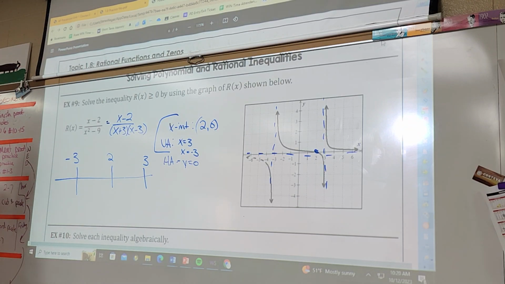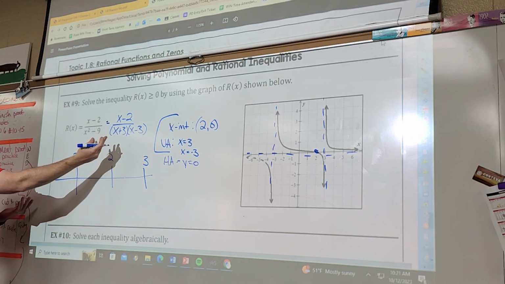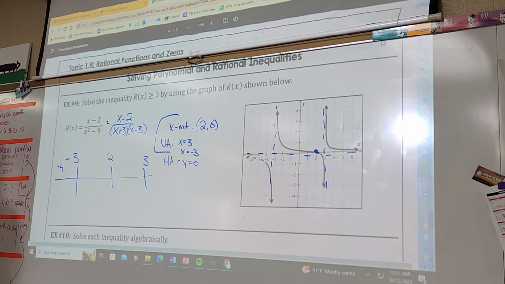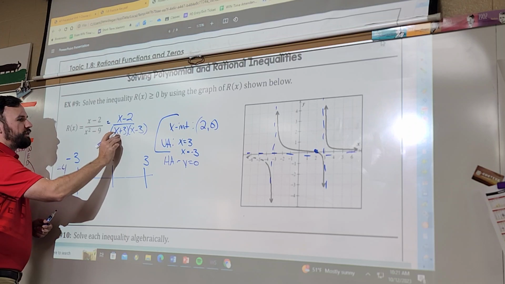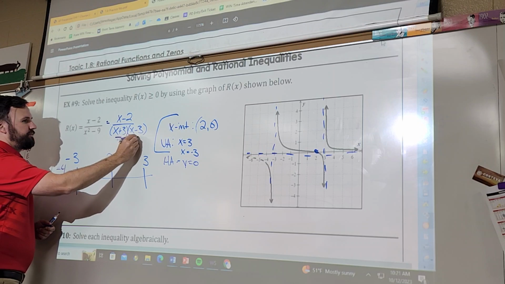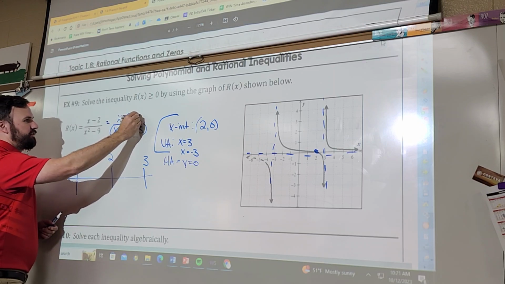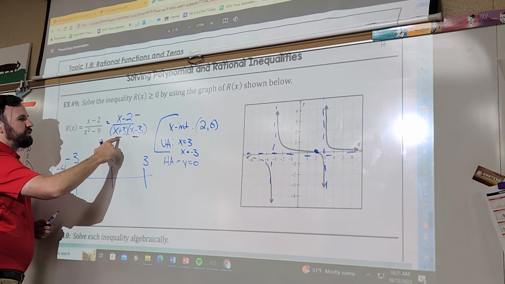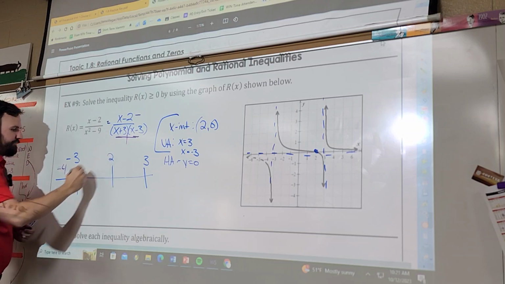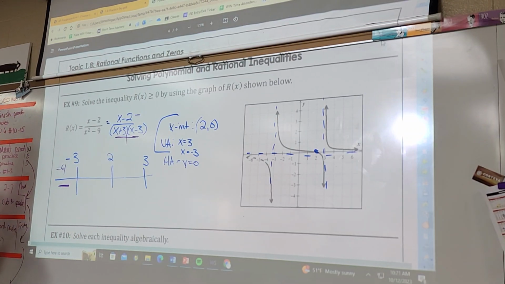All right. So what point can I plug into this? Let's plug in -4. Either equation, it doesn't matter, right? Let's say I plug it into this one. When I plug in -4 to this, is it positive or negative? What's a negative times a negative? So that becomes positive. What's a negative divided by a positive? So when I plug in -4, it's negative.